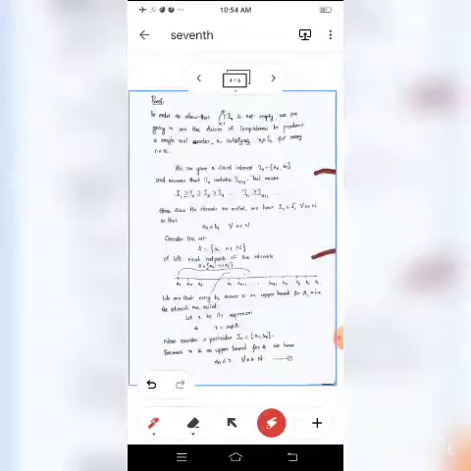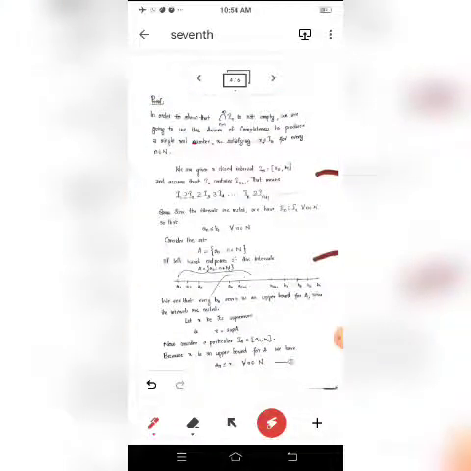So, in order to show that the intersection of I_n is not empty, we are going to use the axiom of completeness to produce a single real number x satisfying x belongs to I_n for every n belongs to N. So, we find an x in I_n for every n belongs to N, and x is a real number satisfying all the properties of the nested interval.